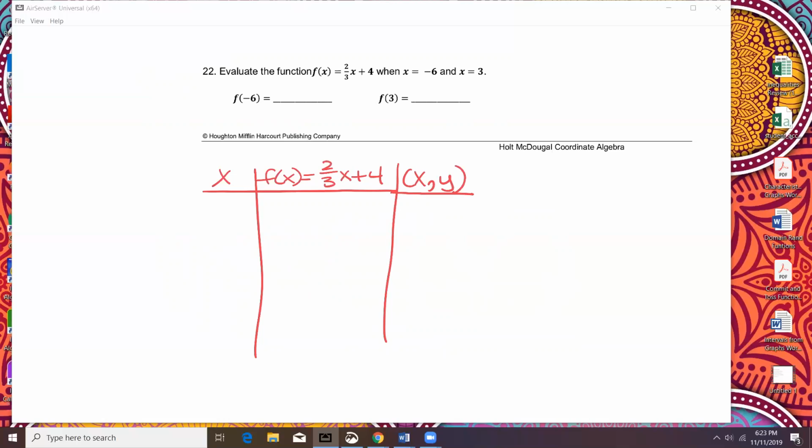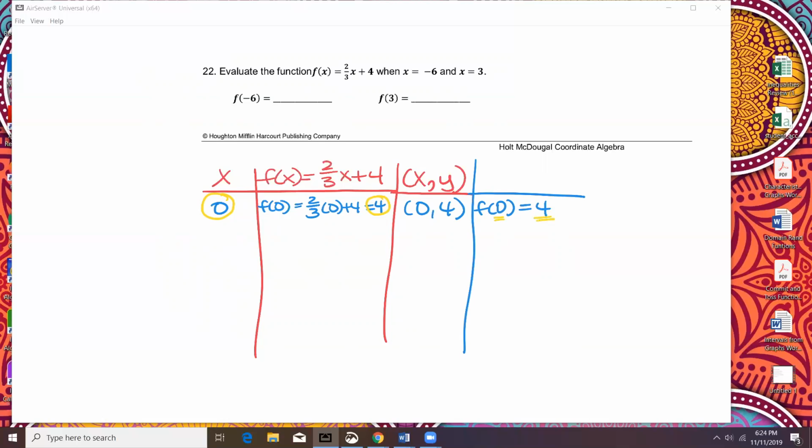Okay. So let's say I'll start off with 0 first. That means f of 0, and I know 0 is not one of them, but just to make the point, f of 0 is 2/3 of 0 plus 4, which gives you 4. So this means when x is 0, y is 4. This is just a fancy way of saying f of 0 equals 4. You're just saying, here's your x and here's your y.